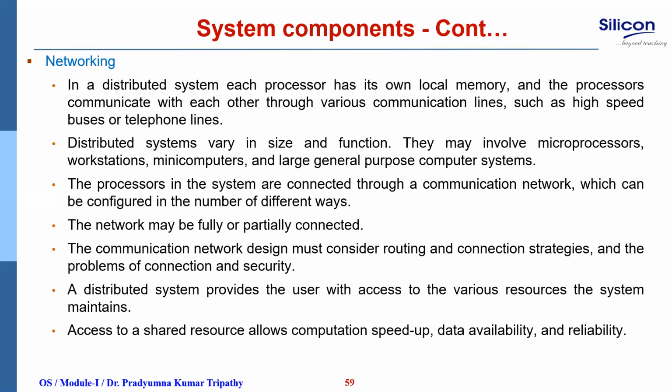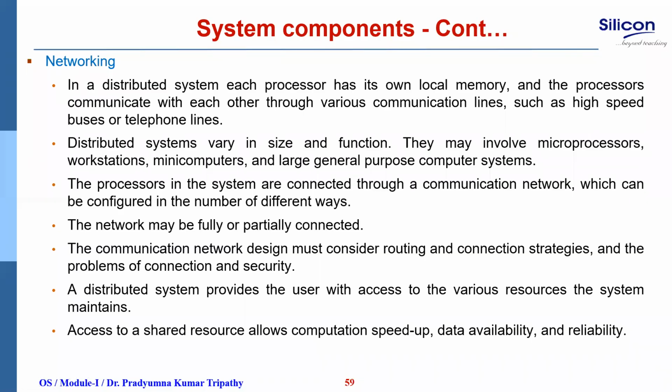One more system component is networking. So this is one of the facilities that is being provided by the operating system. What it says, in a distributed system, each processor has its own local memory and the processors communicate with each other through various communication lines such as high-speed buses or telephone lines. Try to understand. We are talking about a distributed system. I am not talking about a parallel system over here, but a distributed system.